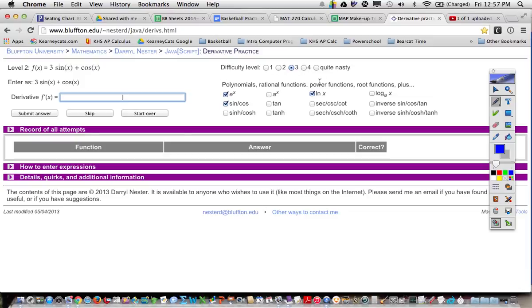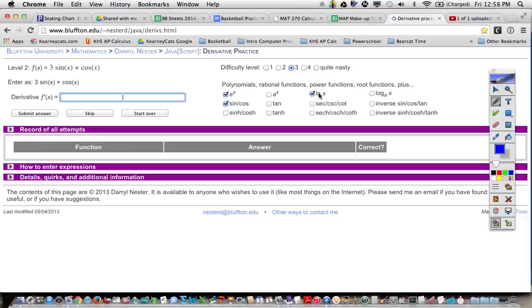So page 195 is one place. Another place is this website, and the third place would be the other website. We'll talk about the advantages and disadvantages of each. The advantage to this website is you can pick the different types of functions you want to focus on, like tangent. All of these first 2 rows. This bottom row we wouldn't do, but inverse sine, cosine, tangent, secant, cosecant, we need to be able to do these. And notice it says polynomials, rationals, power functions, root functions, plus these.